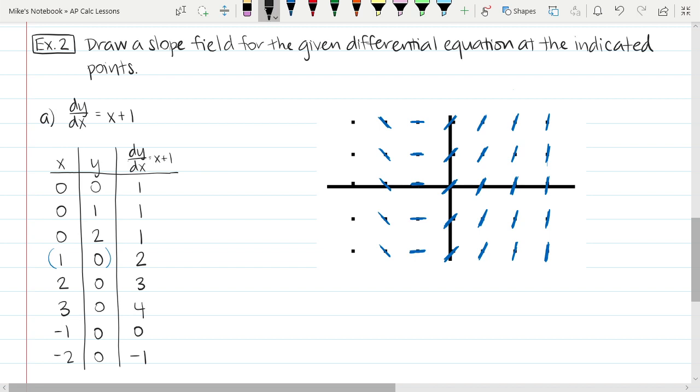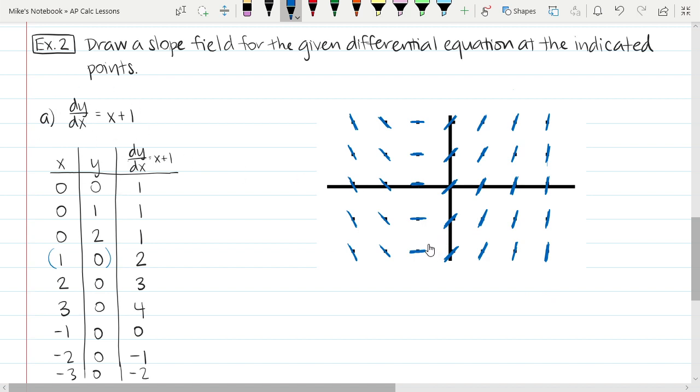And then finally, just to finish this off, when x is negative 3 and y is 0, we get a slope of negative 2. So again, it's just going to be a little bit steeper, a little bit steeper, a little bit steeper. Keep on going. Perfect. All right, so this is what's called a slope field. And this is a visual indicator or a visual guide to this differential equation.